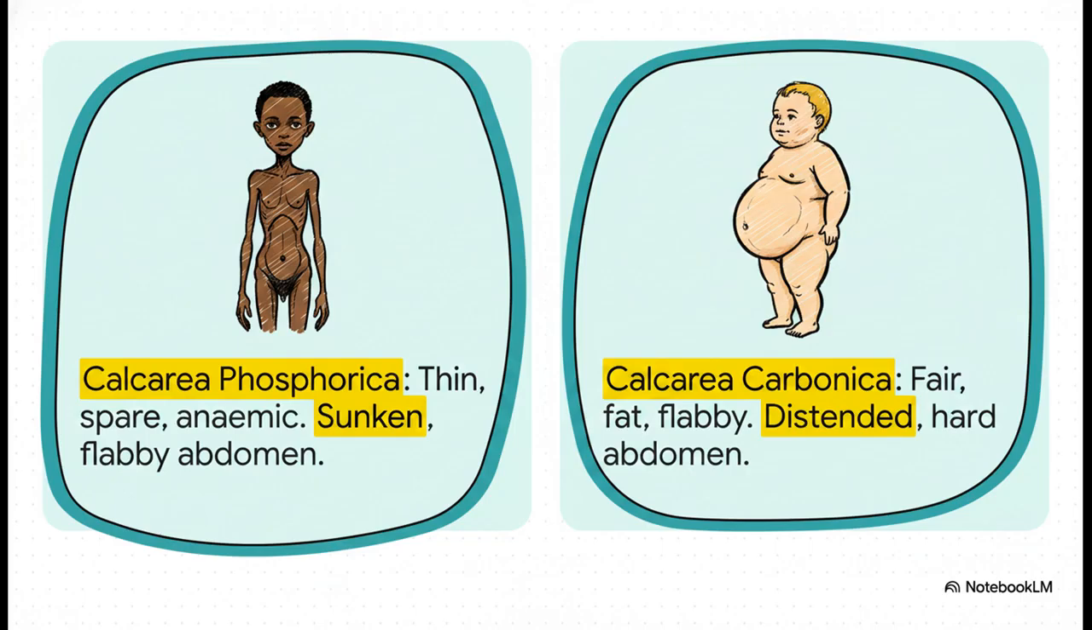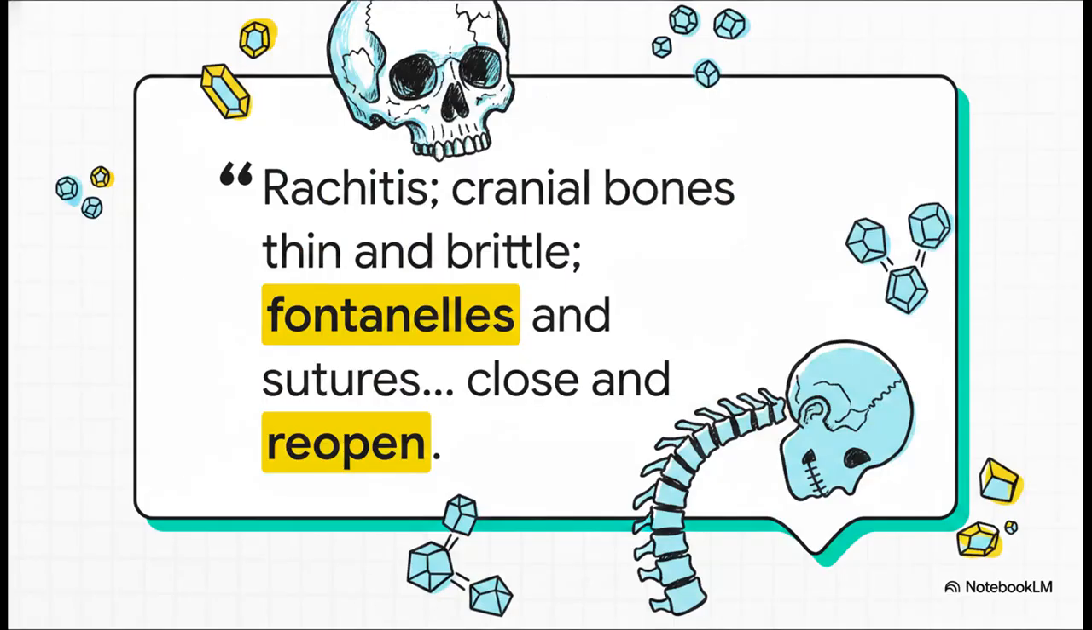Calc Phos is your thin, spare, dark-complected patient with a sunken, flabby tummy. Calc Carb, that's the total opposite, the classic fair, fat, flabby kid with a big, hard, distended belly. Now get this, both might be slow to walk, and that's the trick, but their fundamental constitutions couldn't be more different. All right, let's keep going with what Allen says.